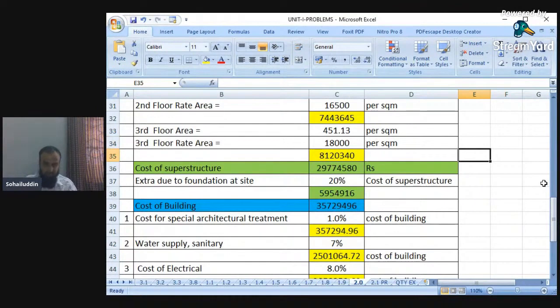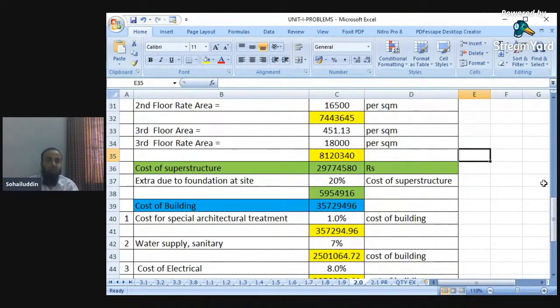So in this problem we have calculated the plinth area cost for different floors. The plinth area rate is given differently for each floor, and its cost is also different. So for every floor we have calculated this. Now the total cost of superstructure: ground plus 1 plus 2 plus 3, that is a four-story building, G plus 3. The cost of superstructure is 29,774,580.